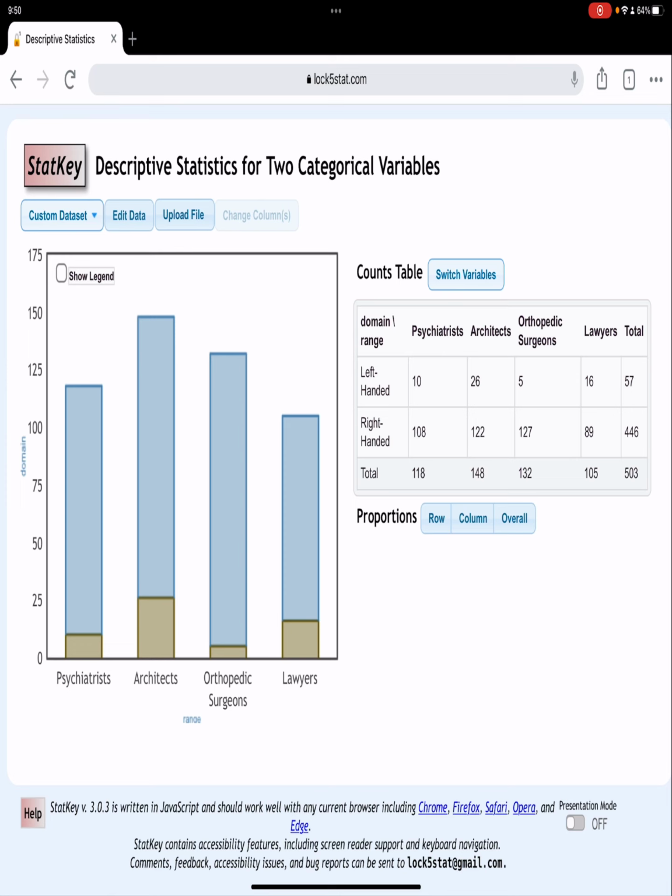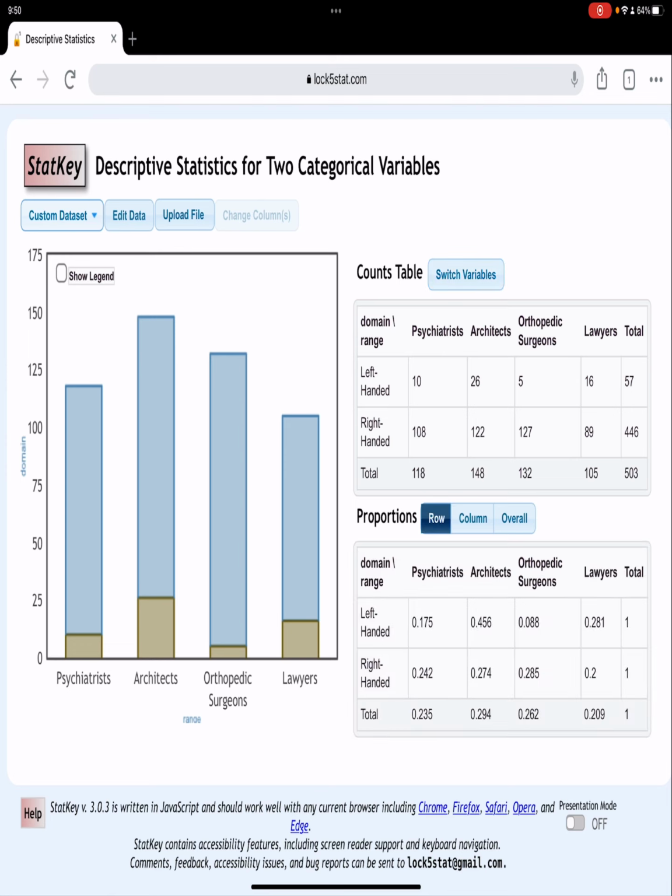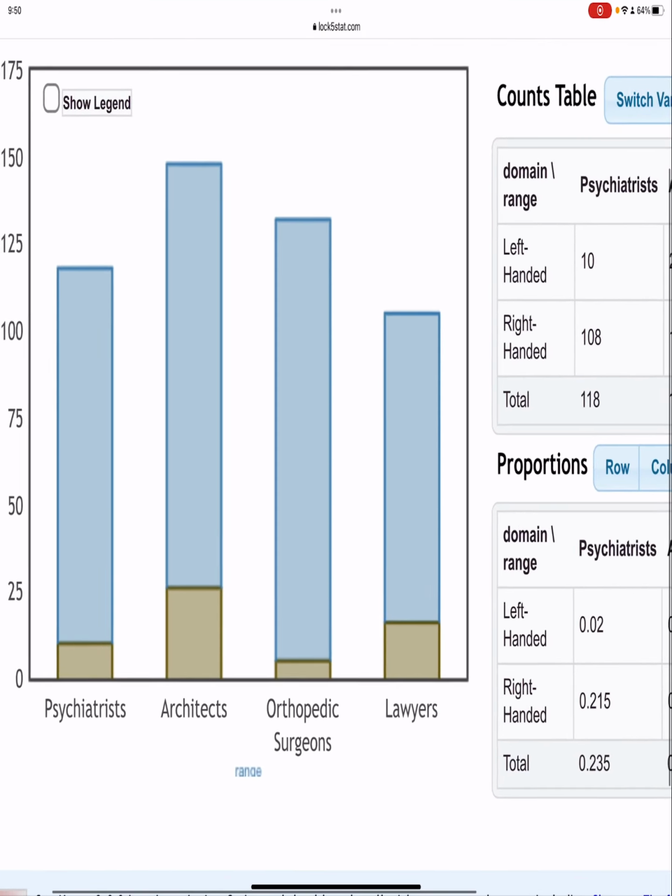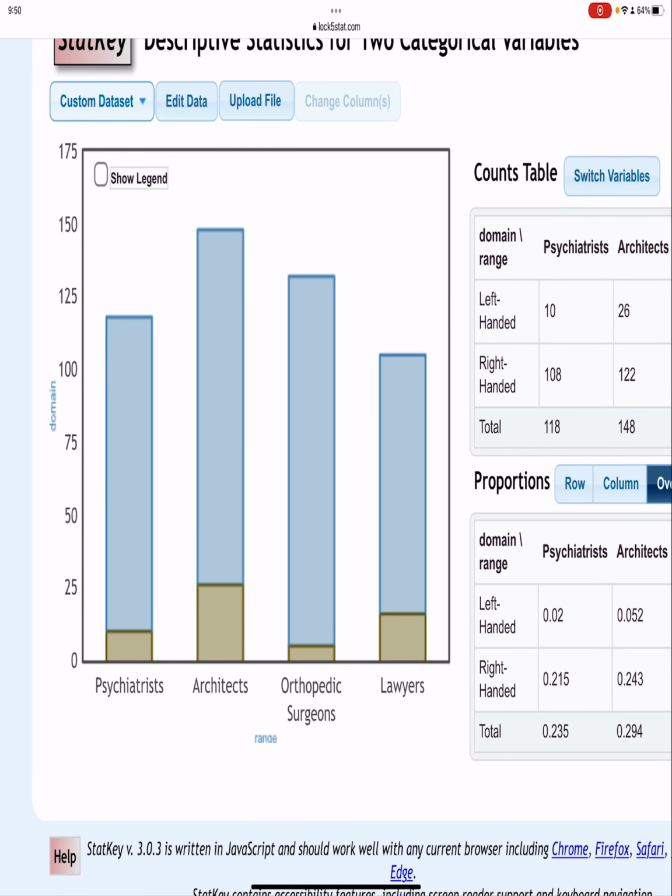And then you can click here, row, and you can see the row proportions, column proportions, and overall proportions if you'd like. But you'll notice again here in the segmented bar charts, which is what StatKey does for us, is the segmented, not the side-by-side, that we have the ability to display data that has two categorical variables.